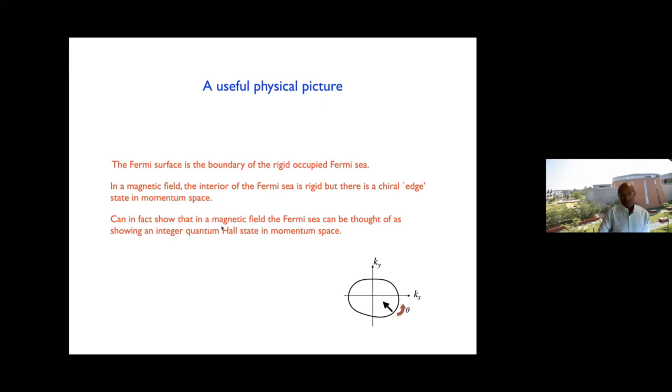And in fact, one can show this very precisely, that in the presence of a magnetic field, we can think of the interior of the Fermi sea as showing an integer quantum Hall state in momentum space. And naturally, the boundary, which is the Fermi surface, hosts an edge state that is chiral. It just moves in one direction. This is just a very simple point of view on this familiar fact from the previous slide of the semi-classical motion of electrons due to Lorentz force in a magnetic field in a Fermi liquid.